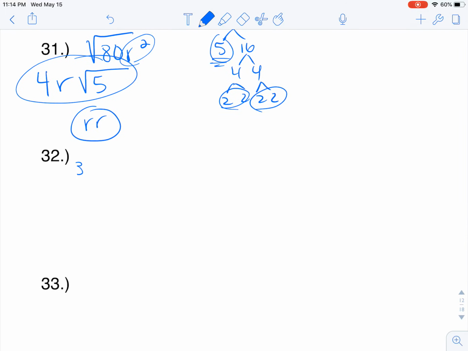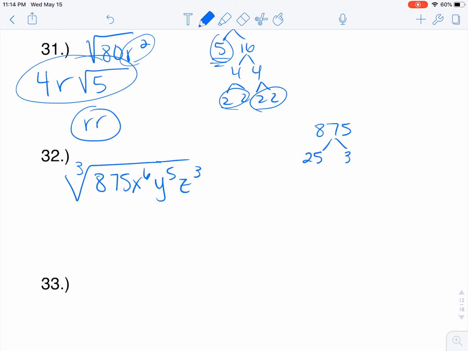32, so we have cube root of 875 x to the 6th y to the 5th z to the 3rd. All right, and it's cube root, so 875. I always think, anytime it ends in 75, 25, 50, I think of quarters, because that to me is just easier. So if I had quarters, I would need 35 of them to make $8.75. So I'm going to break these up. And again, I need triples. I got 3 5s, so 5 is going to go on the outside. And I know that my leftover goes on the inside.